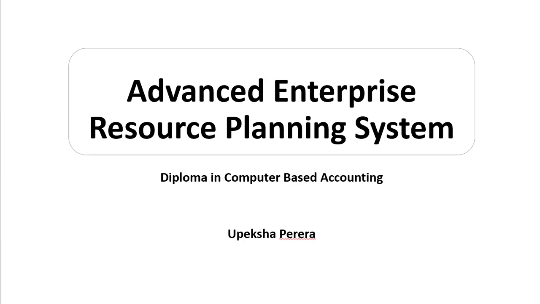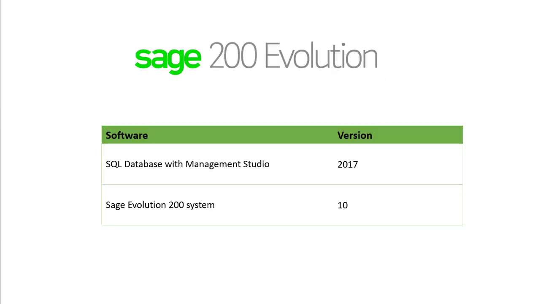So in this subject, you will learn about an international ERP system known as Sage Evolution 200, which is an ERP product from the Sage product portfolio. This is a practical subject where you need to learn about this ERP system while you are working on it live. Then only you will get the hands-on experience.